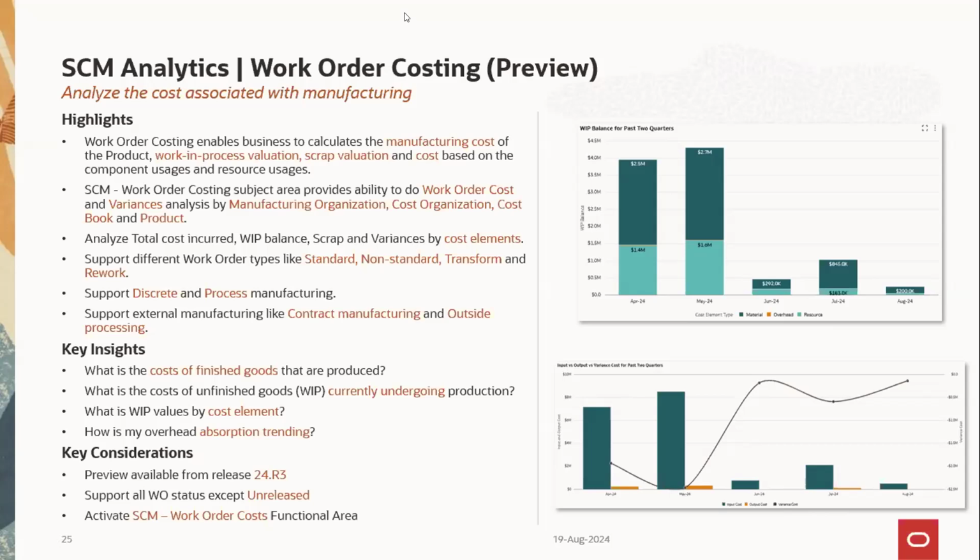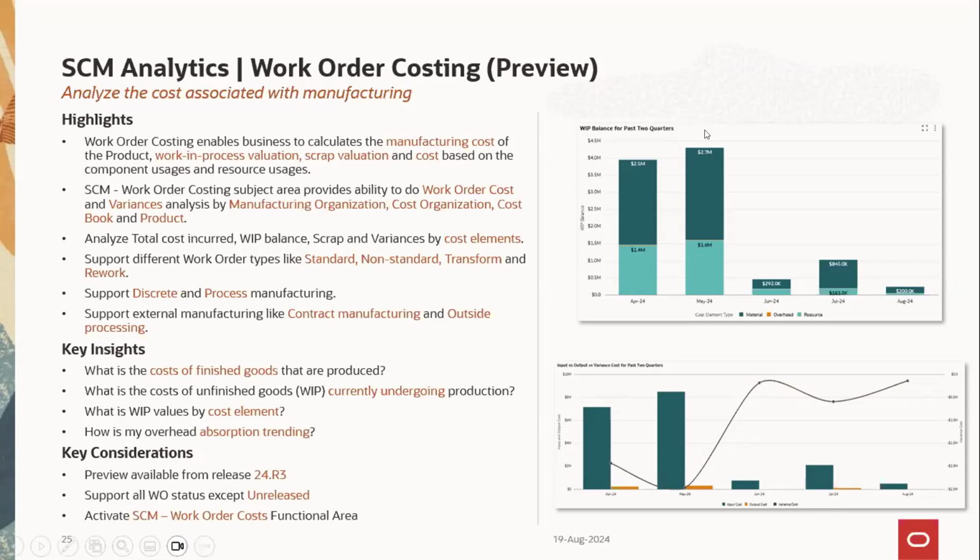In Fusion, the work order costing enables a business to calculate manufacturing costs for the product, and also WIP valuation, scrap valuation, and also cost based on component usage and resource usage. Now, using this data, we have built this subject area called work order costing. And this subject area provides the ability to get insights on work order cost and variances. And you can slice and dice by manufacturing org, cost book, and product.